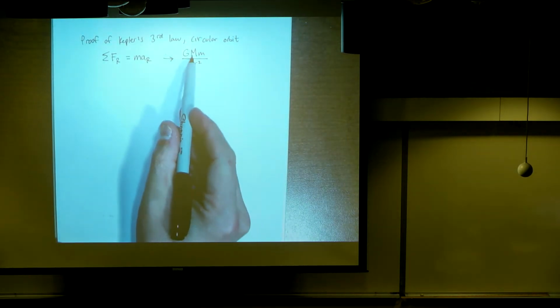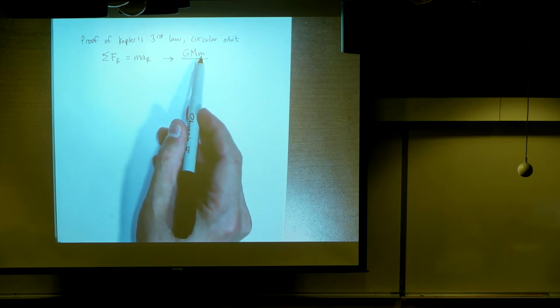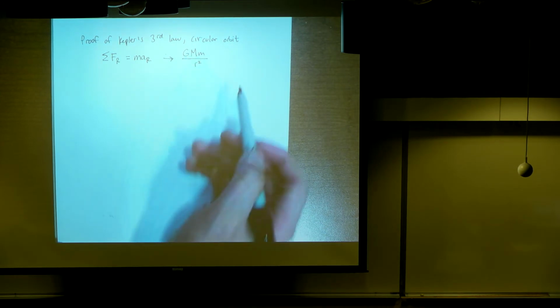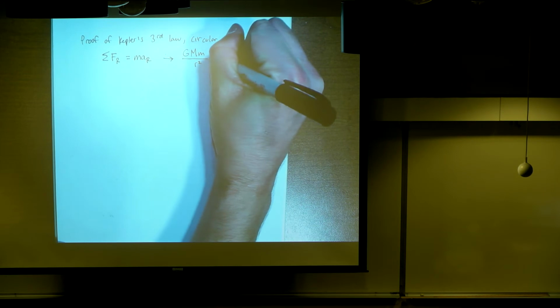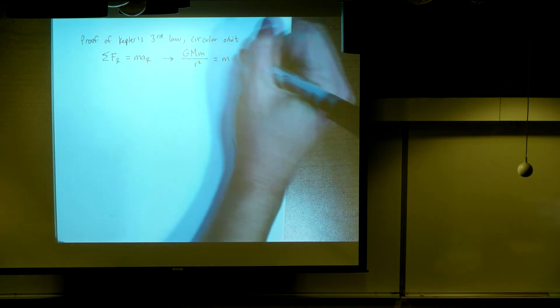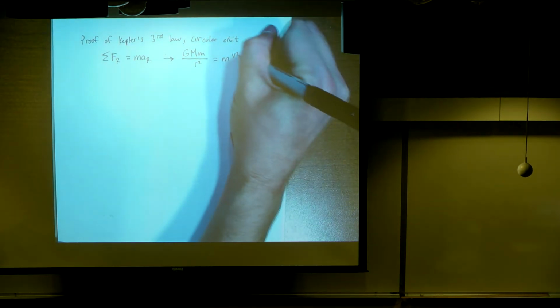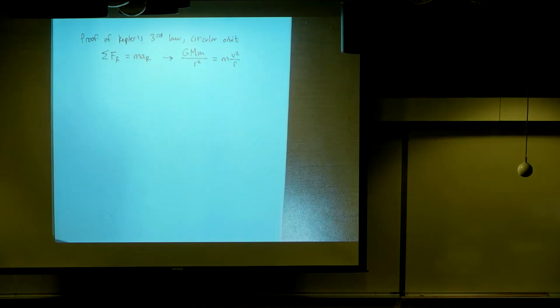So remember, big M in this case will be the sun. Little m is going to be whatever planet is going around the sun. That's how we talk about these two masses. Then on the other side I have the mass little m times v squared divided by r, because that's the acceleration for something moving in a circle.